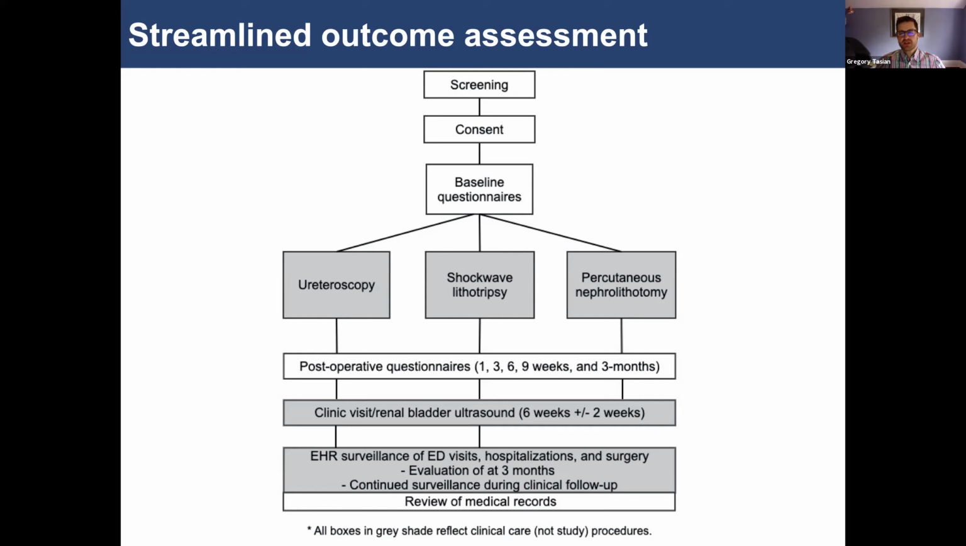And then in order to capture the longitudinal assessment of the patient experience, we're using electronic dissemination of the patient-reported outcomes at baseline, and then also at 1, 3, 6, 9 weeks after surgery, as well as 3 months. And for the sites that participate in PEDSnet, we're performing an ongoing surveillance of ED visits, hospitalizations, and recurrent surgeries that occur following the initial surgical interventions.